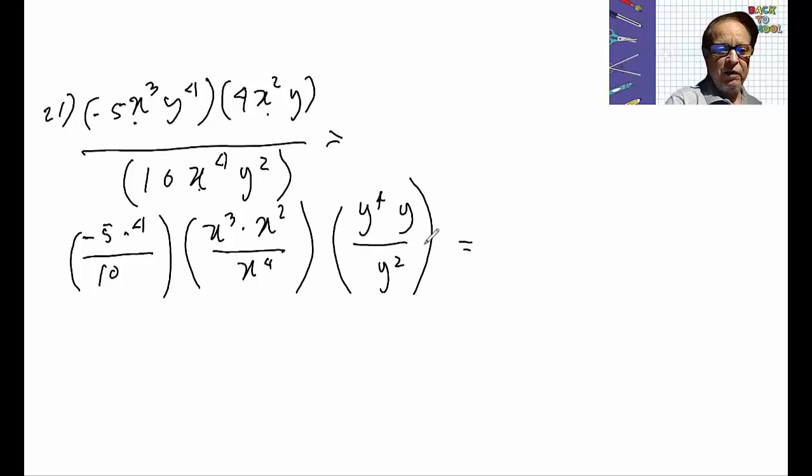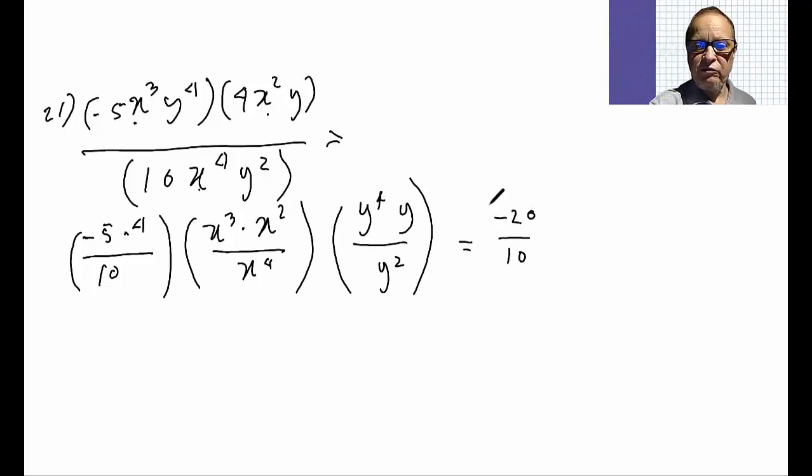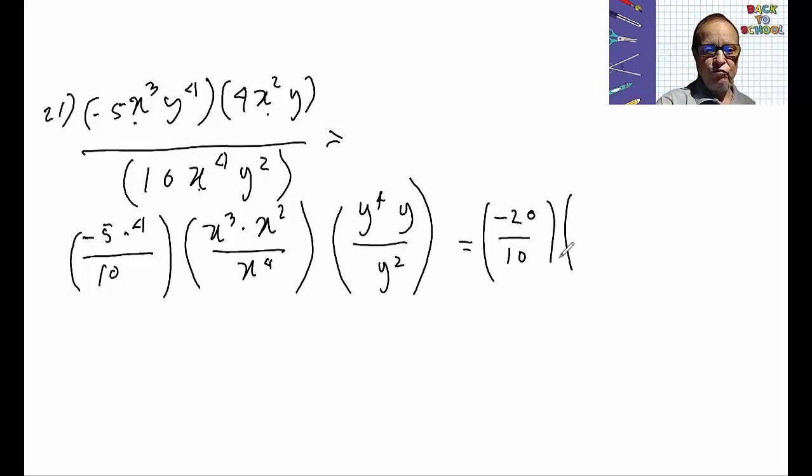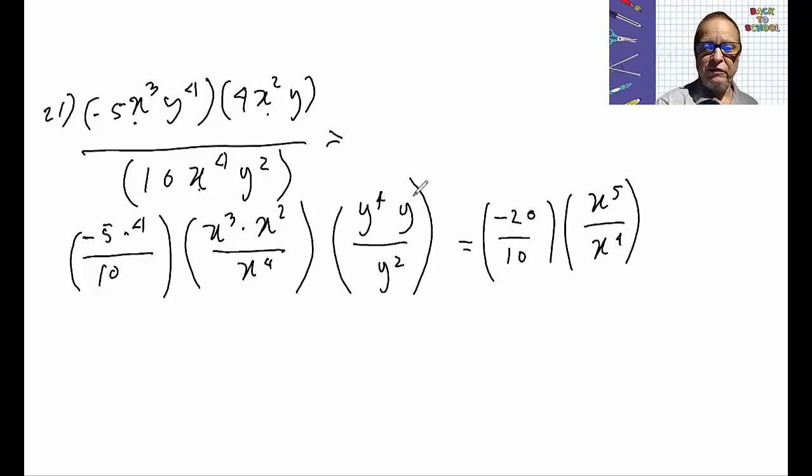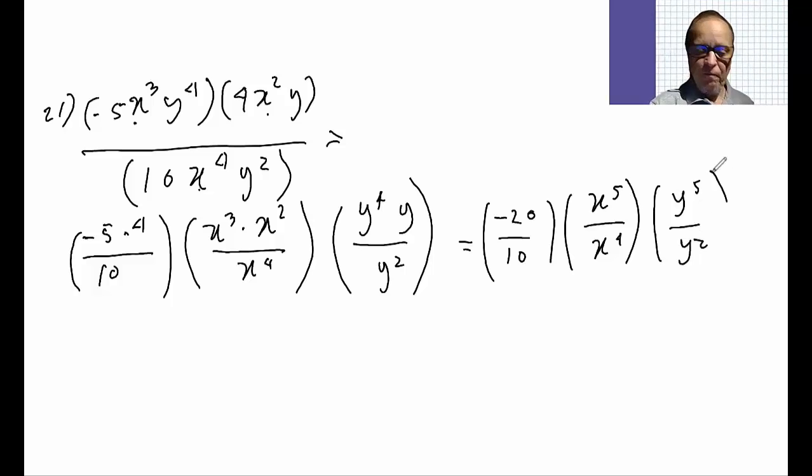And here I'll do my multiplication on top. So negative 5 times positive 4 is negative 20 divided by 10. So I'll do my product rules first. So I have x3, 2. So I add those up. So that means I get x to the 5th over x to the 4th. And I have 4 plus 1. So I'll have y to the 5th over y squared.